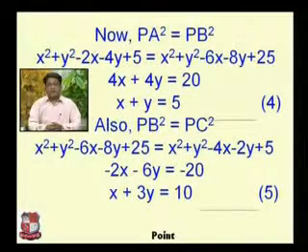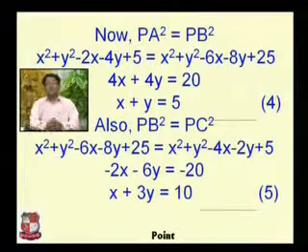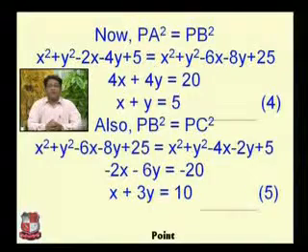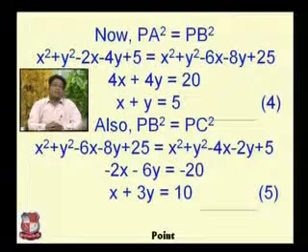So finally we have this equation: 4x plus 4y is equal to 20. Now 4 is common on both sides. We take 4 common on both sides. So we get x plus y is equal to 5. Now we call this equation number 4.